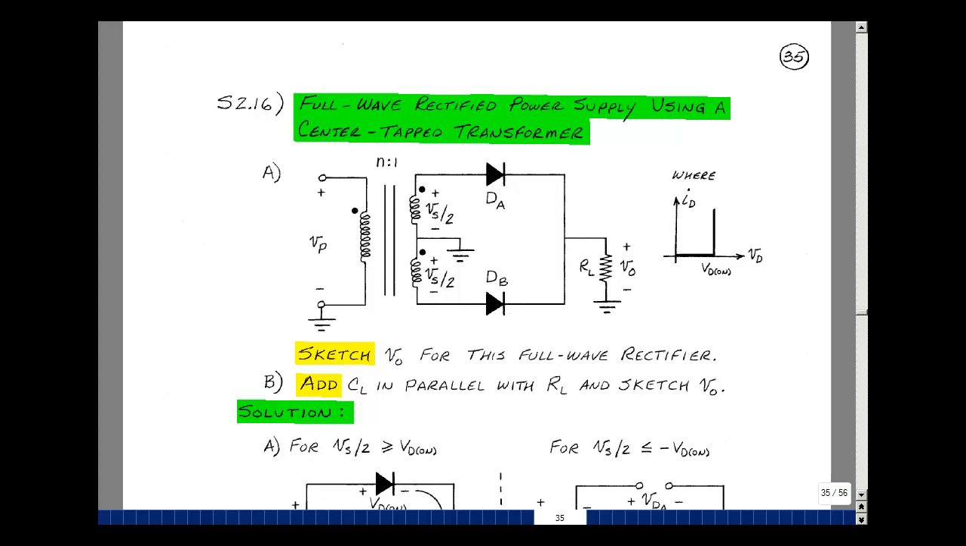This lesson deals with Supplemental Problem 216. You can find this problem in the ECE302 ebook in the Chapter 2 Supplemental Problems, starting on page 35. What's shown here is a full-wave rectifier using only 2 diodes.